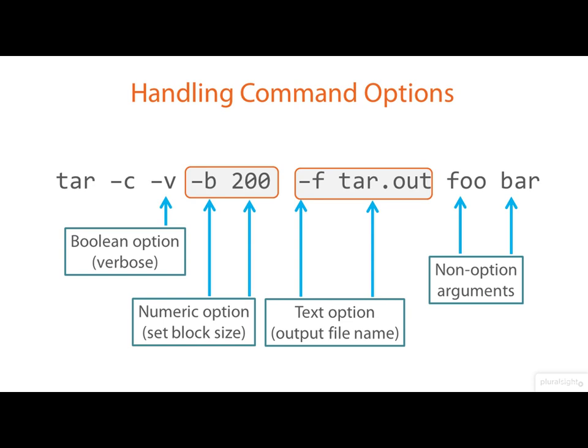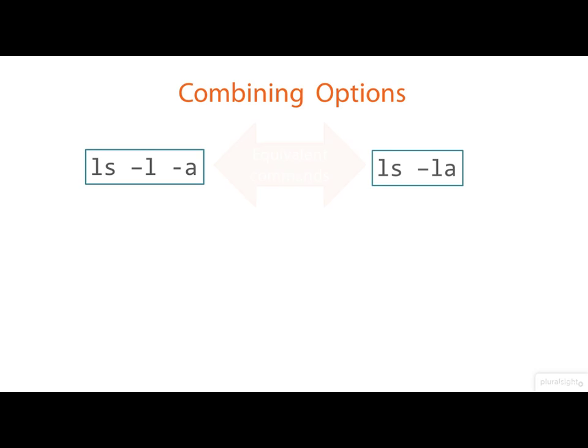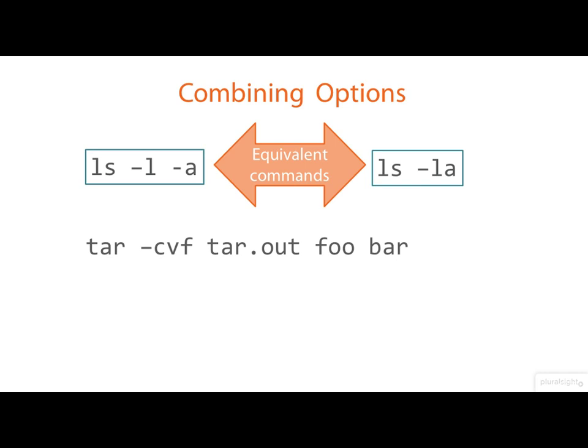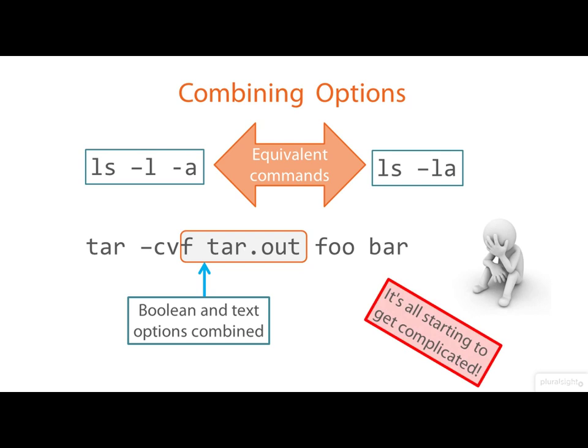Now, parsing all of this out in traditional C string handling is possible, but it's beginning to look a little bit more like hard work. What makes it worse is that options are often combined. As you're well aware, the ls command has options minus l and minus a, and we can provide them separately or we can run them together like this, and these two are equivalent. Applying that sort of principle to the tar command, we see here an example where the F option is run together with the V option, but it still has this associated text file name to specify the name of the output file. And it's all starting to look rather complicated.